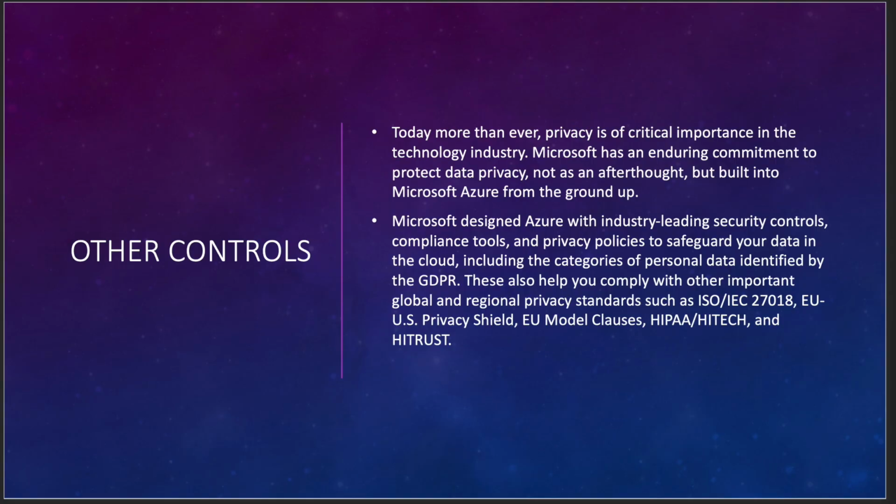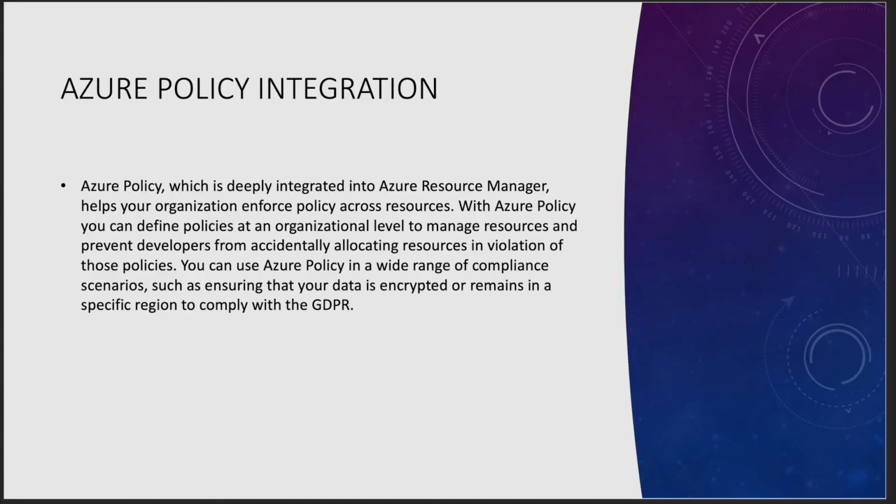So other controls, right? Microsoft has an enduring commitment to data protection. Of course they do. And they will give you a bunch of stuff that you can comply with for other controls. And again, things like GDPR, Privacy Shield, EU Model Clauses, HIPAA, HITECH, HITRUST, you name it, it's all there for you. There's 92 different controls. So remember that number. Azure Policy integration, again, your Azure Resource Manager, your blueprints, your Azure Resource Manager templates, you've got a lot of ways of making sure that your organization is able to enforce those policies across resources. And there's a number of ways of doing it. We've covered most of them already, and this is just kind of the roll up for compliance.